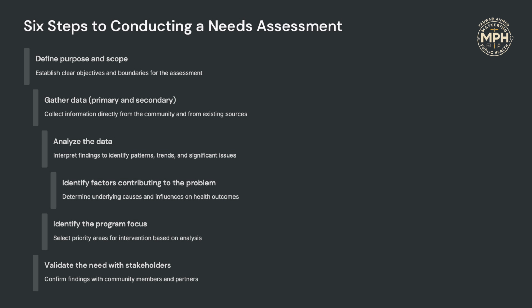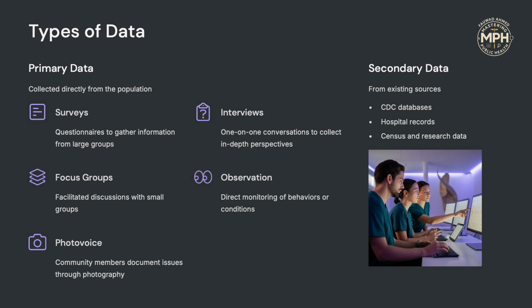Step 2. Gather data. There are two types of data. Primary data is collected directly from the priority population through surveys, interviews, focus groups, or observation. Secondary data comes from existing sources like CDC databases, hospital records, census data, or academic articles.